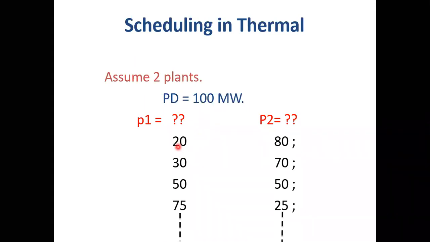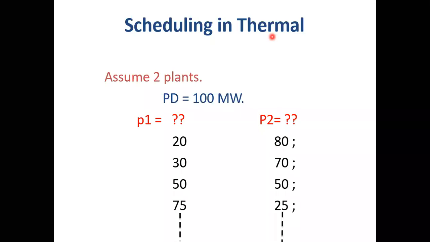So in the first case, it is 20 and 80, and similarly 30 and 70. So whatever powers you allocate, that is nothing but a scheduling in a thermal power plant. This is nothing but a normal scheduling. But when you consider the practical case, a normal scheduling is not at all preferable.